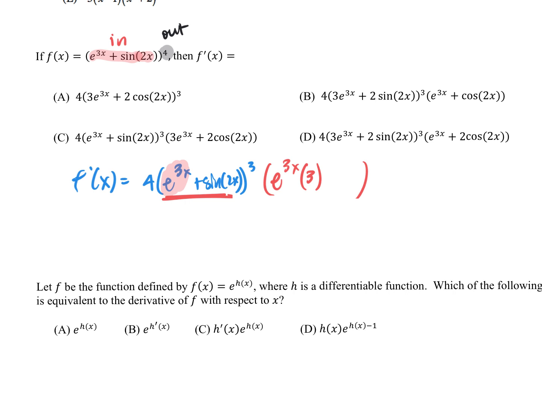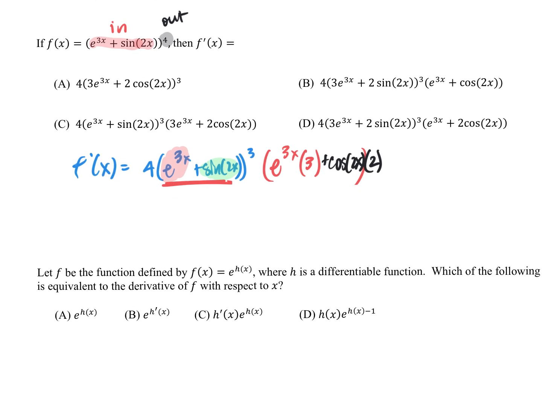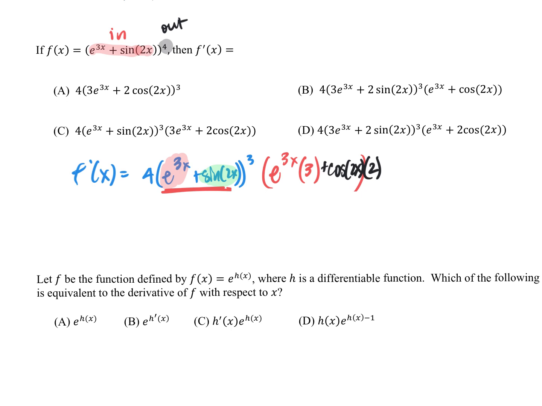Don't you fret. Whew. Derivative of sine of 2x. Cosine of 2x times the derivative of its inner. 2. That's a lot. Wow, that was a Monday smack you in the face right there. Does that match anything?